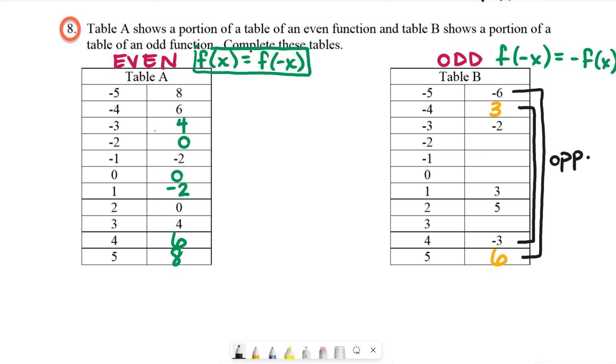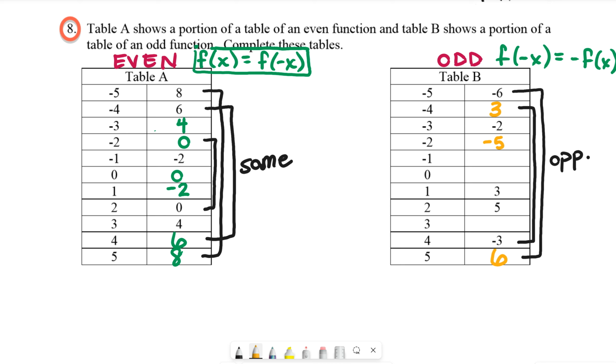Okay, OPP. Over here, my output value 8 is paired up with this 8. That has to be the same. The x values are negative 5 and 5. Let's look at negative 2 and 2. Those are the same. Let's look at negative 4 and 4. Those are the same. Even has to have the same y values. Okay? So I'm hoping you see that pattern developing.